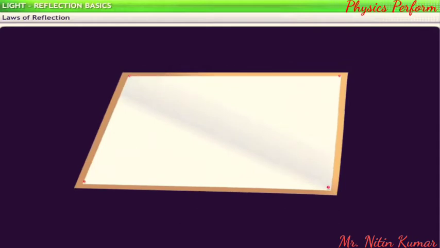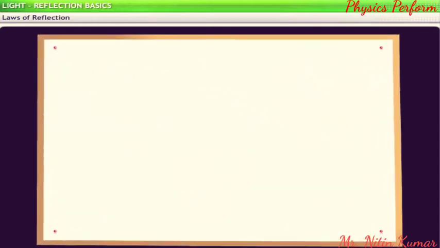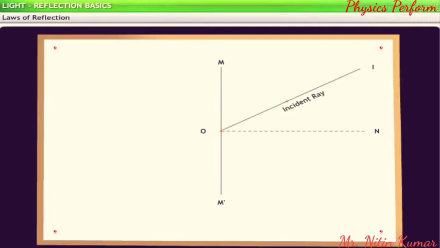To begin, you need to fix a sheet of white paper on a drawing board. Draw a line NM' on it and mark a point O at the center of the line. Draw a normal ON on NM'. Next, draw IO, the incident ray, in such a way that angle IOM is less than 90 degrees. Place a strip of plane mirror vertically on MM'.